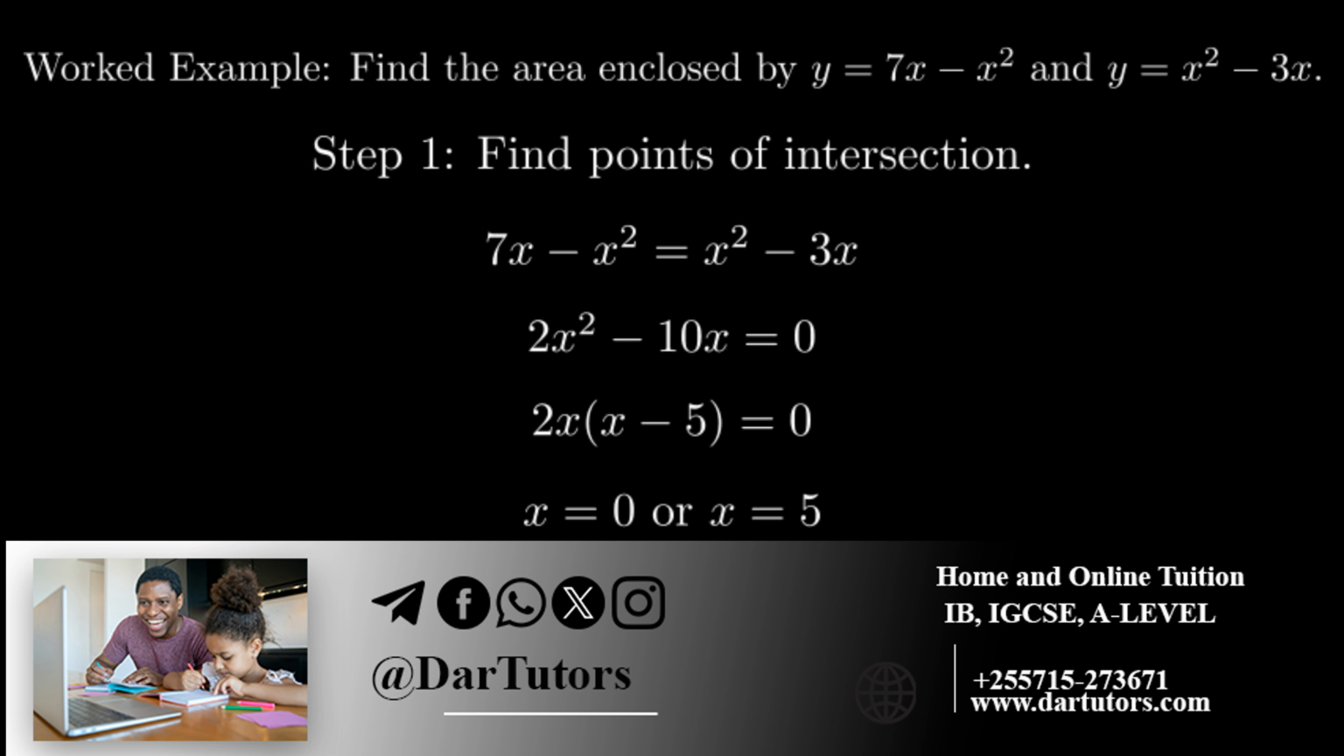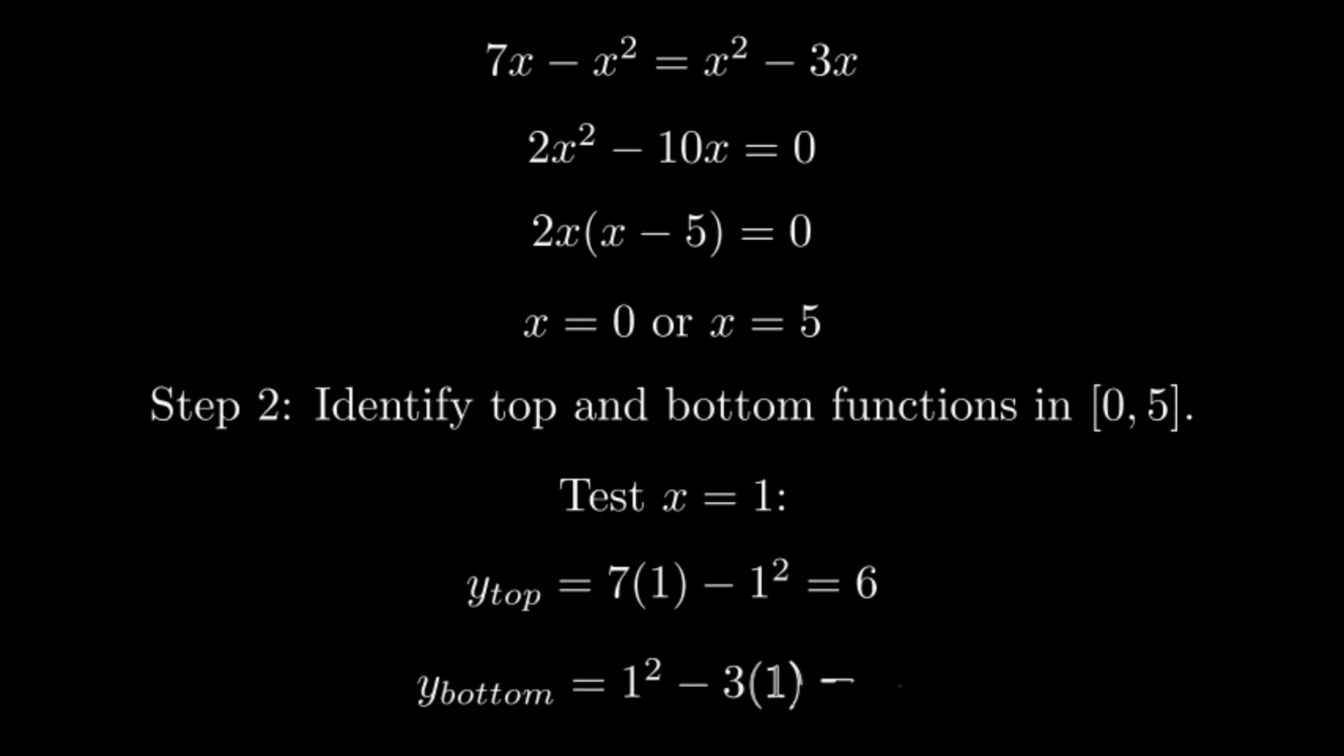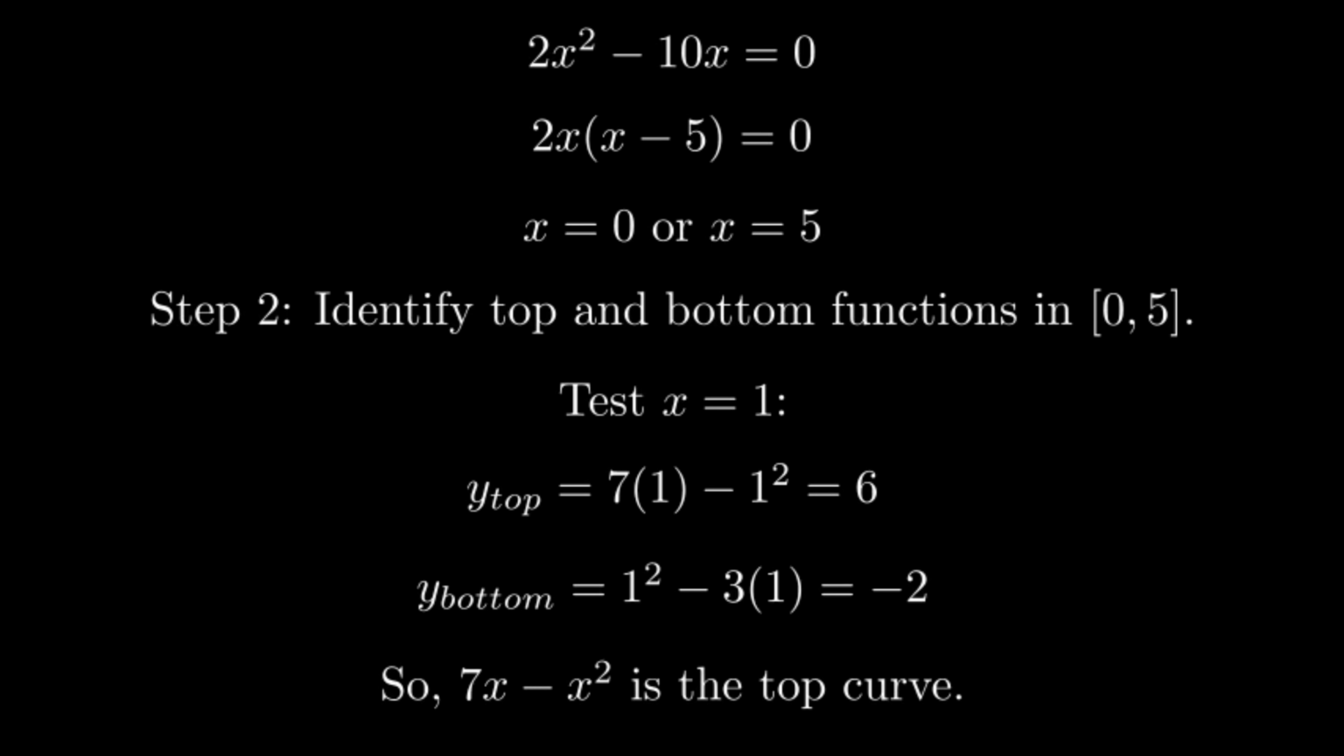The second step is to determine which function is on top and which is on the bottom in the interval from 0 to 5. We can do this by picking any test point between 0 and 5, for example, x equals 1. For the first curve, y is 7 minus 1, which is 6. For the second curve, y is 1 minus 3, which is minus 2. Since 6 is greater than minus 2, the curve y equals 7x minus x squared is the top function.